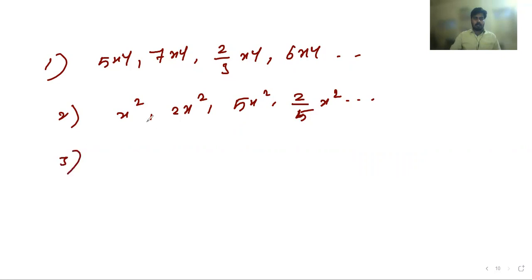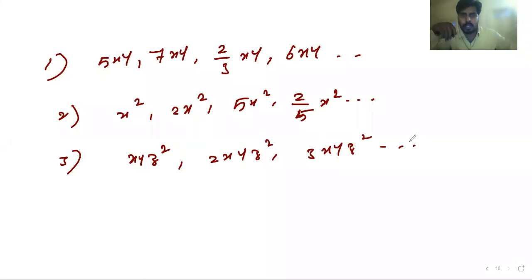Number 3: xyz square, 2xyz square, 3xyz square, and so on. These are the like terms. Did you understand? Okay.